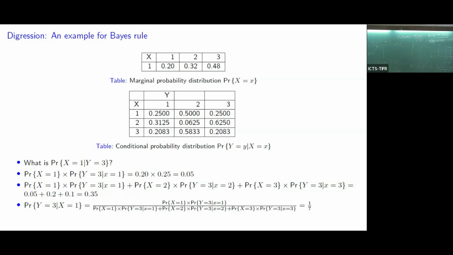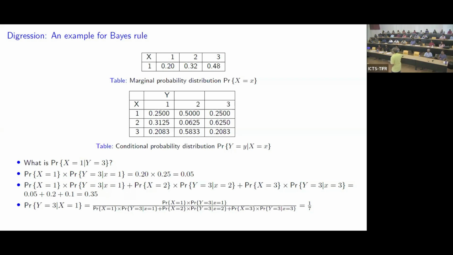In this version, of course, you need the Ai to be disjoint. But in general, you can use the other rule, which doesn't say anything about whether something is disjoint or not. Okay, so this is Bayes rule. Any questions here?